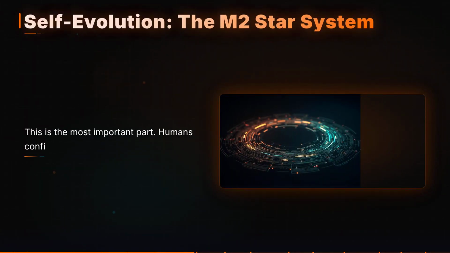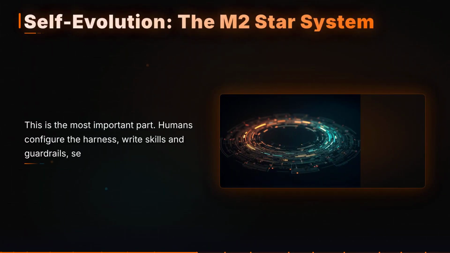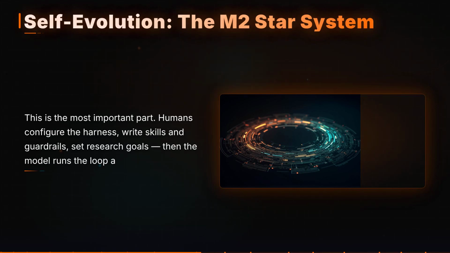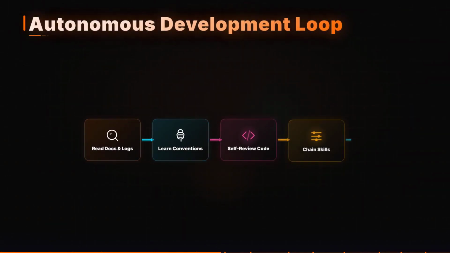This next part is the most important slide of this video. Because this is the story you need to pay attention to, the M2 star iteration system. Humans configure the harness, write the skills and guardrails, set the research goals, then the model runs the loop autonomously. The model reads docs and logs, learns conventions, self-reviews code, chains skills together, generates reports, and updates its own memory. Humans only review and steer at checkpoints.